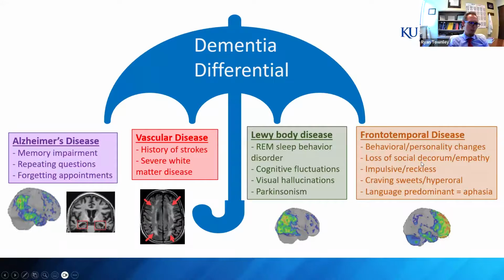And then frontotemporal disease, there's usually a lot of frontal lobe damage happening, which if it's on the right side of the brain often involves personality and behavior changes and a lot of changes within someone's social decorum. Whereas if you have more of a language variant, that's usually the left side of the brain.